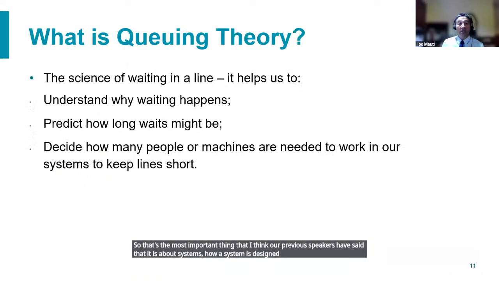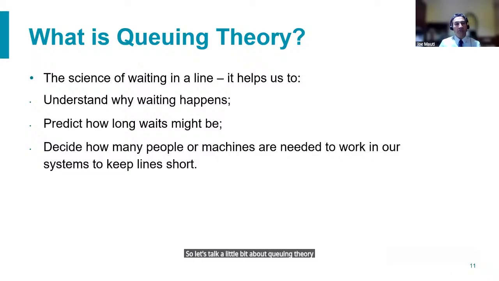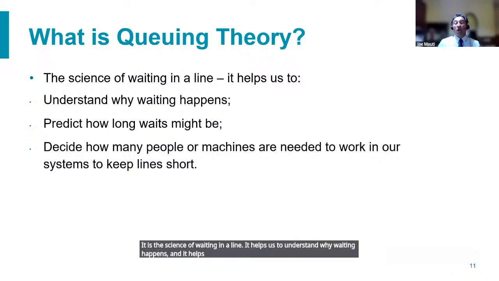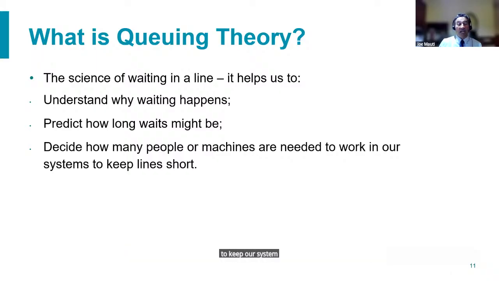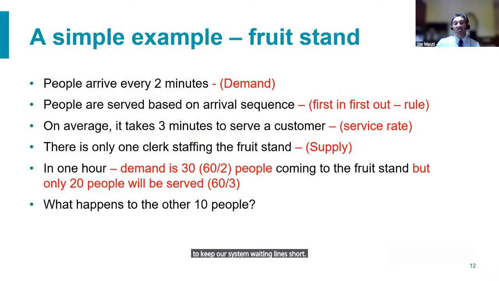So let's talk a little bit about queuing theory. It is the science of waiting in a line. It helps us to understand why waiting happens, and it helps predict how long a wait is going to be. Then, as improvement specialists, it can help you decide how many people or machines are required to keep our system waiting lines short.